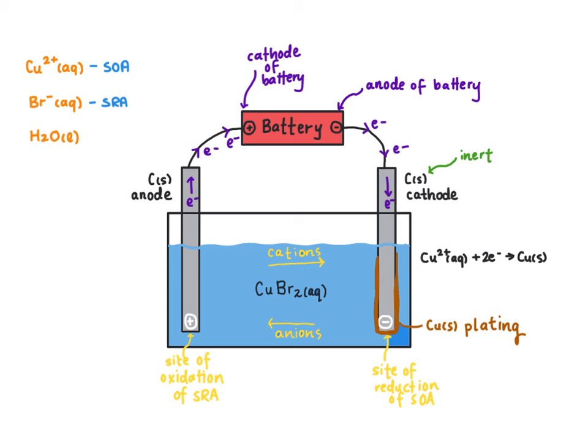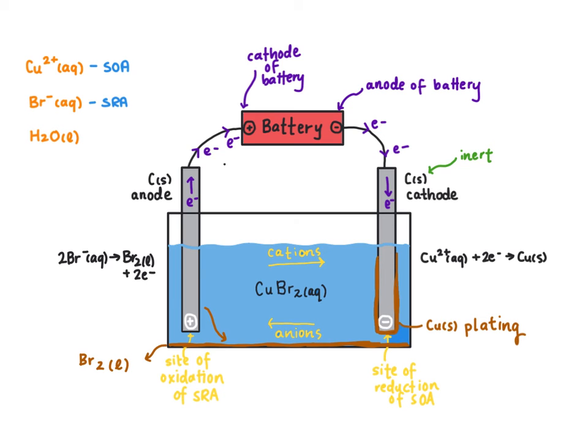At our anode, we're going to have oxidation of our strongest reducing agent, which is bromide. So bromide ions will form liquid bromine by losing electrons. Now liquid bromine is a brown-orange liquid that is denser than water. And so you're going to start to see this liquid form and settle on the bottom of our solution. Water and liquid bromine are not miscible because bromine is nonpolar. So we'll see this liquid forming on the bottom, kind of like an oil and water situation.